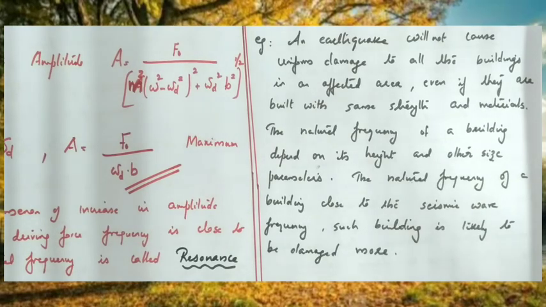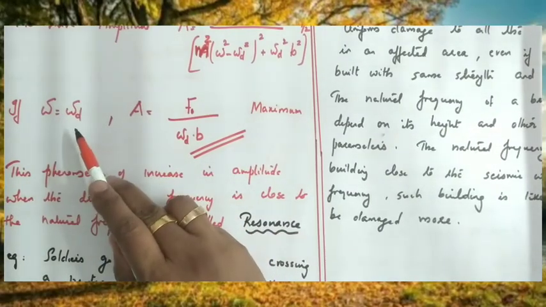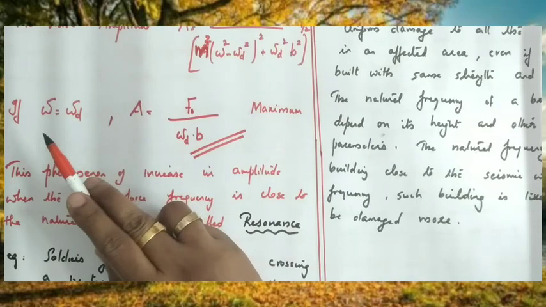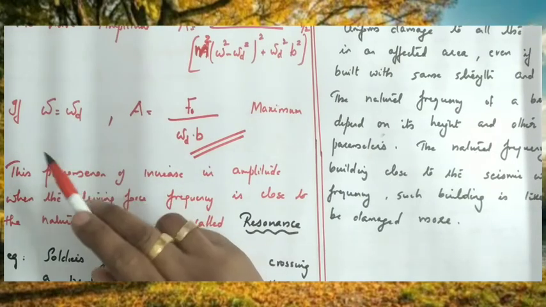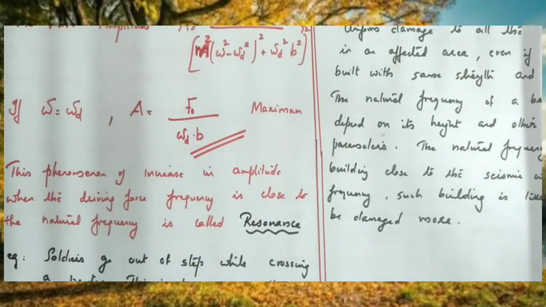So what is the condition for resonance? Once more, if the natural frequency of the oscillating system is close to the driving frequency, both the frequencies are equal, what happens? Amplitude will be maximum, and this condition is called resonance. Okay children?